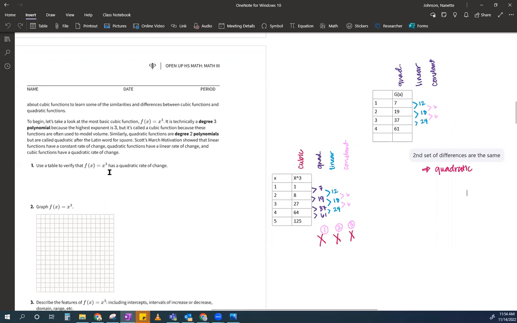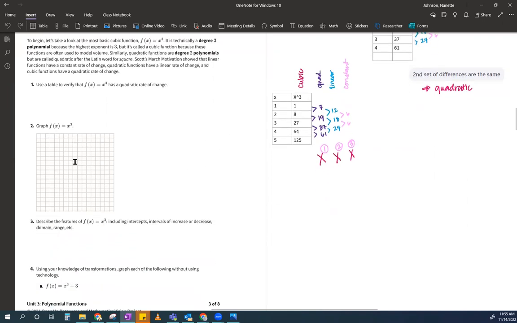Use a table to verify that x cubed has a quadratic rate of change. The other way to prove that it's a quadratic rate of change is this. If I took this and found the rule, it would have an x squared in it, right? So I don't know what the rule is. Let's see, 1 squared plus 6. 2 squared is 4 plus 6 is not 19. So then I'd have to play a little bit more in order to get this function. So the other way is to actually find the rule for this.